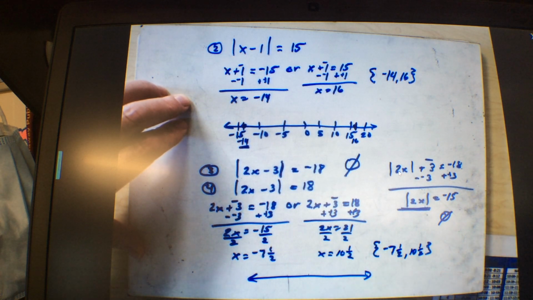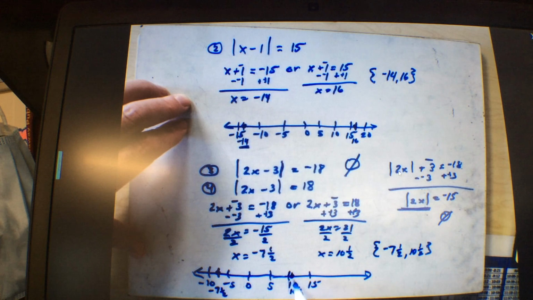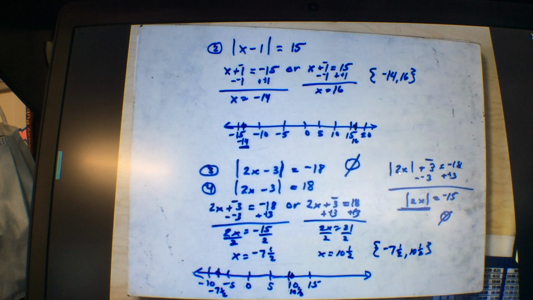So I better go by what? 5. I could still go by 5s if you wanted to. So I'm going to go negative 10, negative 5, 0, 5, 10. And I've got to go to 15 because this is larger, right? So a negative 7.5 is about right here, isn't it? Negative 7.5. And then 10.5 is right here, isn't it? That's really close, isn't it? 10.5. It's right here. Really close. Okay?